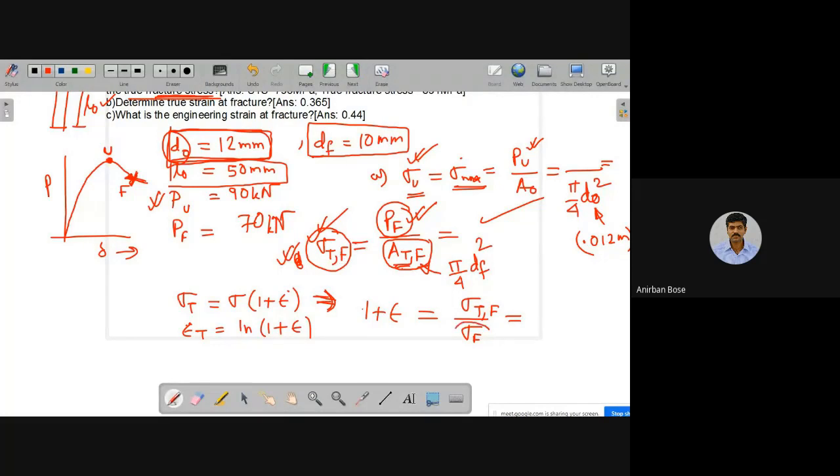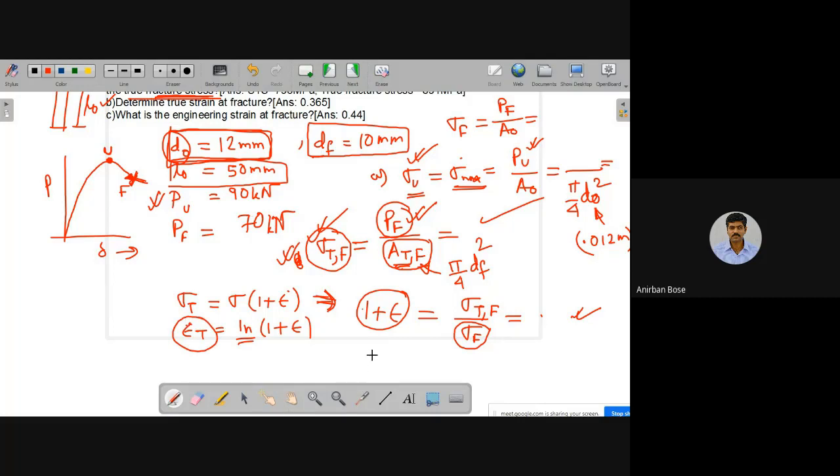And how can we find out sigma at the fracture point? That is very simple, because sigma at fracture will be equal to the load corresponding to the fracture divided by the initial area. That is the definition of engineering stress, right? If you do that calculation, you can find the value of 1 plus epsilon. And once you get the value of 1 plus epsilon, you just take the natural logarithm of that and you will get the true strain.